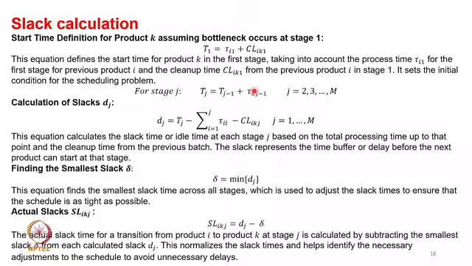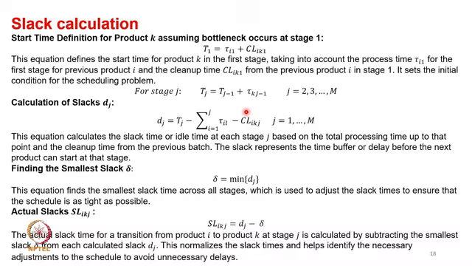So, it sets the initial condition for the scheduling, and for stage j, Tj would be equal to Tj minus 1 plus the processing time tau Kj minus 1. And how to compute the slack? Let us define the slack Dj as Tj minus the summation of i equals 1 to j of Tij, and the cleanup time Clk, with respect to the cleaning time. So, this equation calculates the slack time or idle time in each stage based on the total processing time up to that point and the cleanup time from the previous batch.